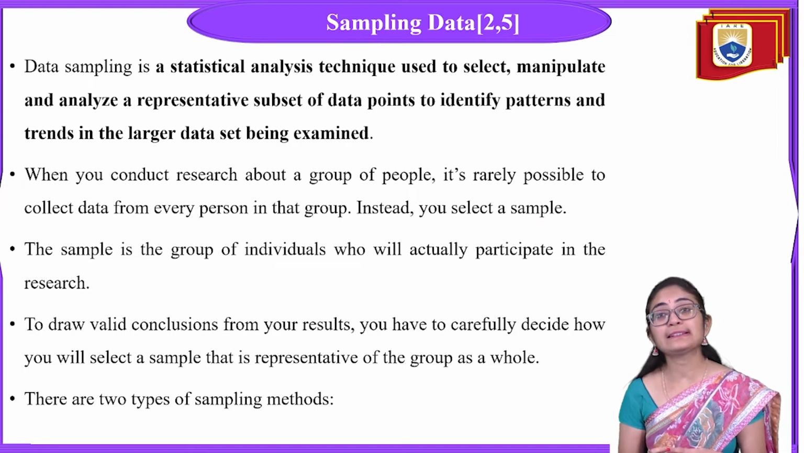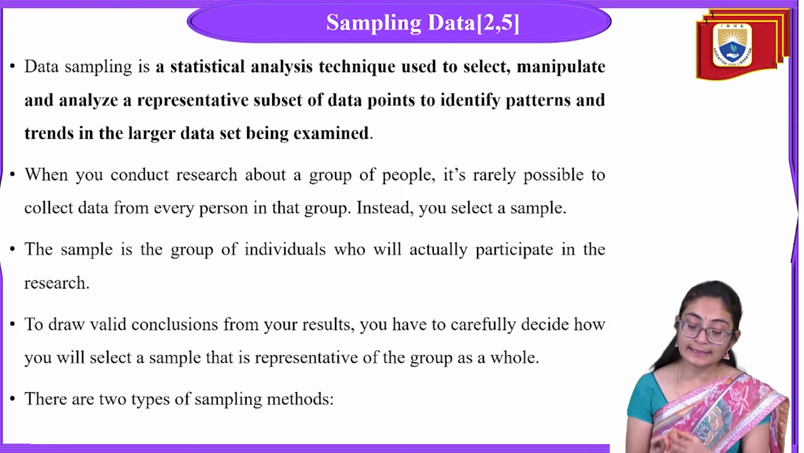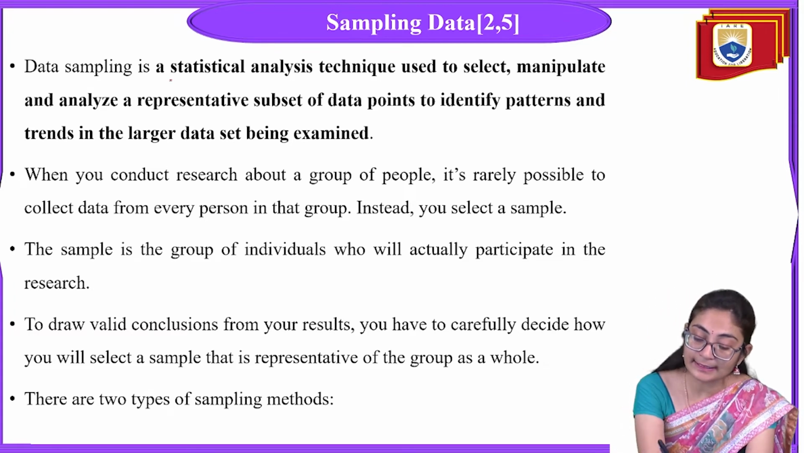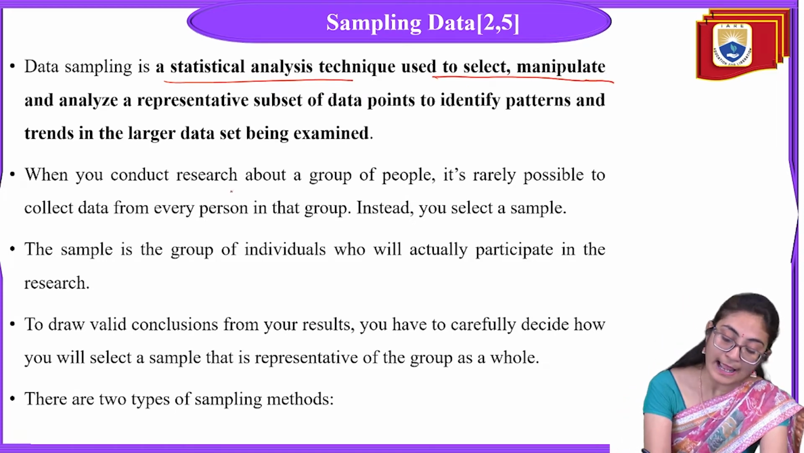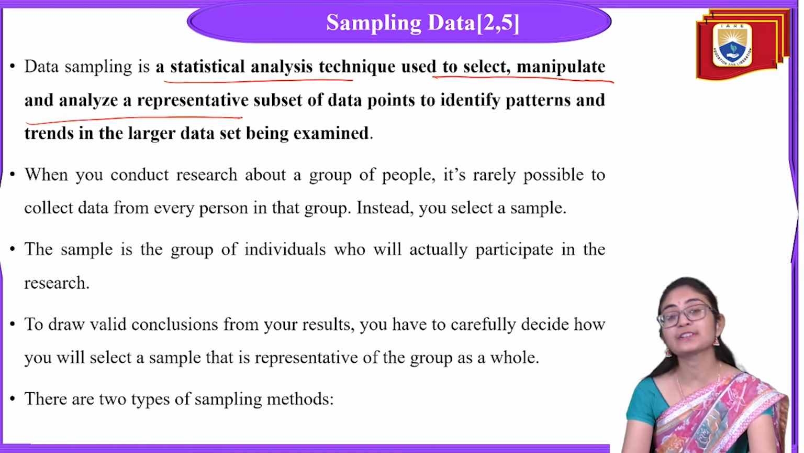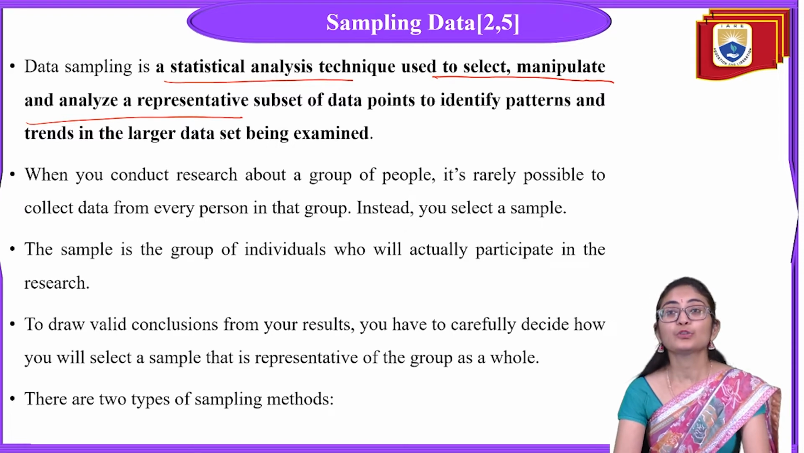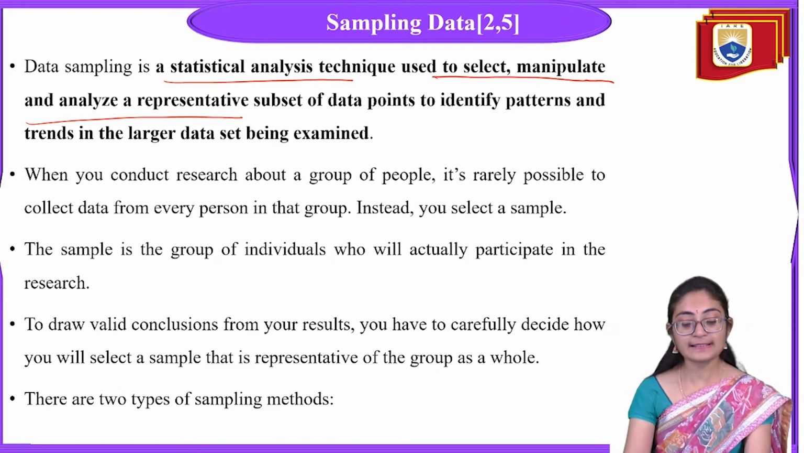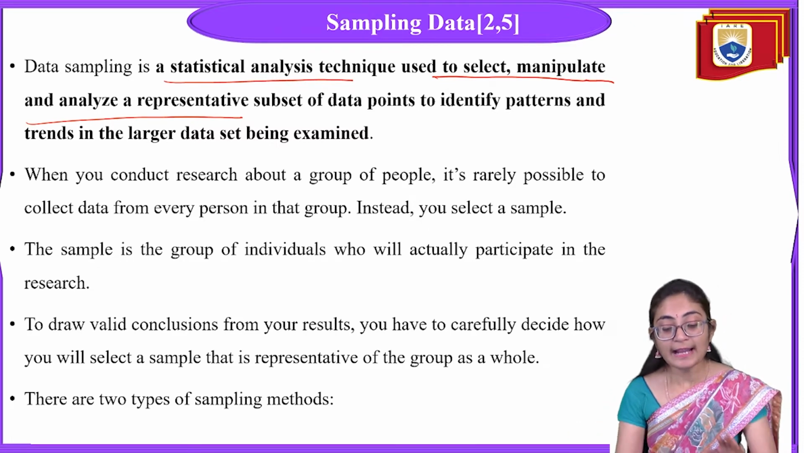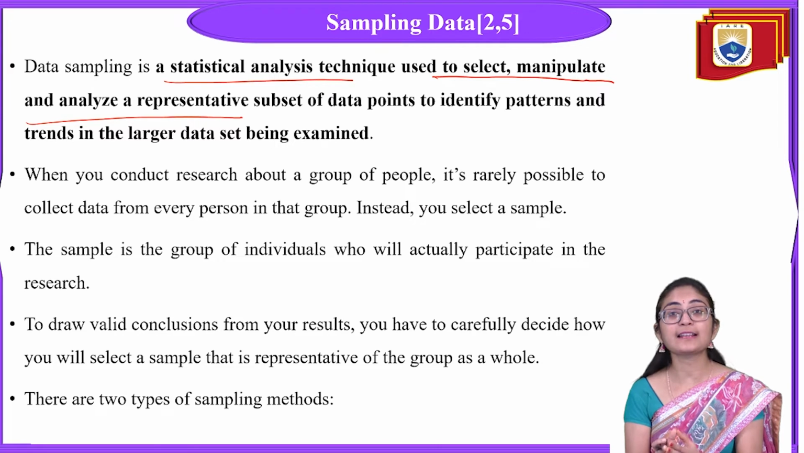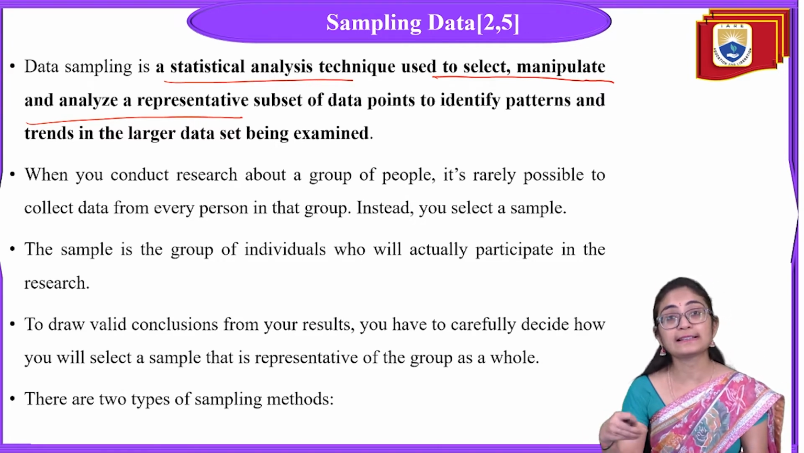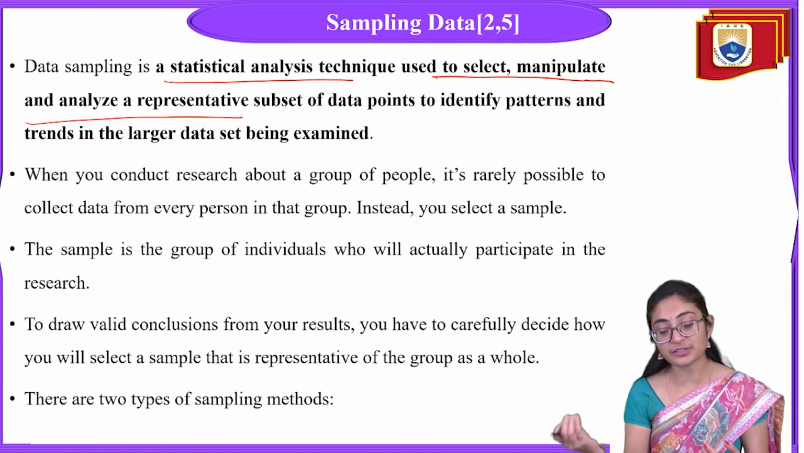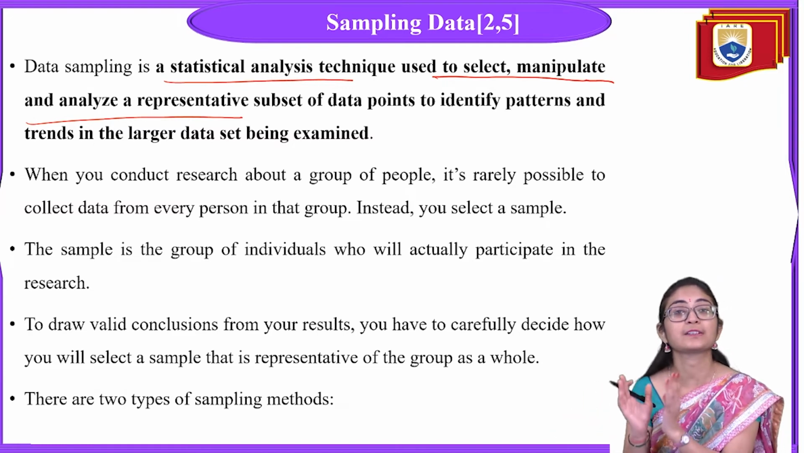Now we will see sampling data. Data sampling is a statistical analysis technique used to select, manipulate, and analyze a representative subset of data points to identify patterns and trends in the large data set being examined. Generally, data sampling is used for selecting, manipulating, and analyzing a subset of the data points for identifying patterns.